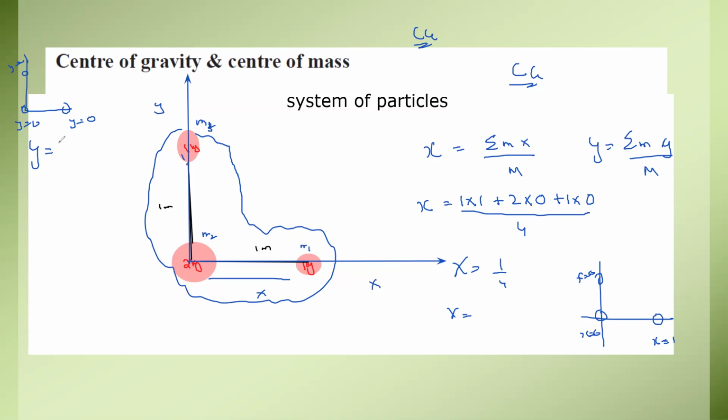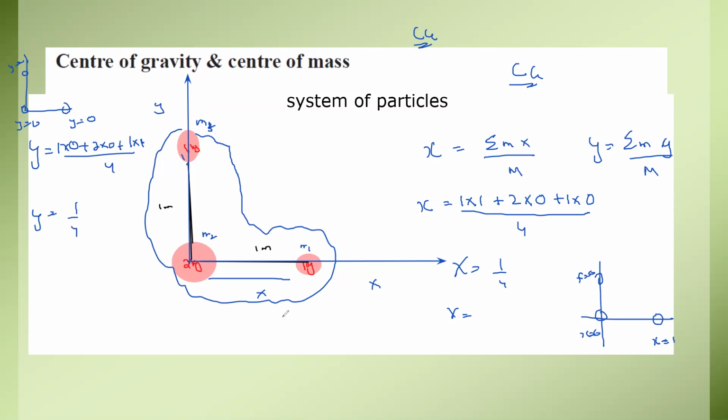Mass 1 is there, multiplied by y-axis distance 0, plus mass 2 is there, the y-axis distance is 0, plus mass 3 is there and the y-axis distance is 1, and divided by total mass 4. So it will be 1 by 4.